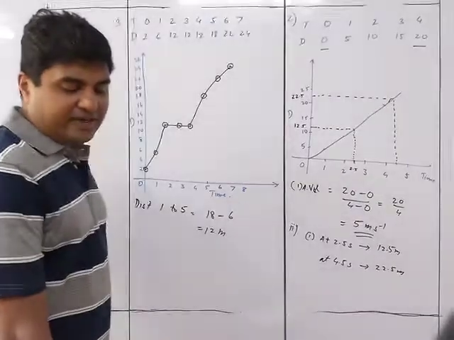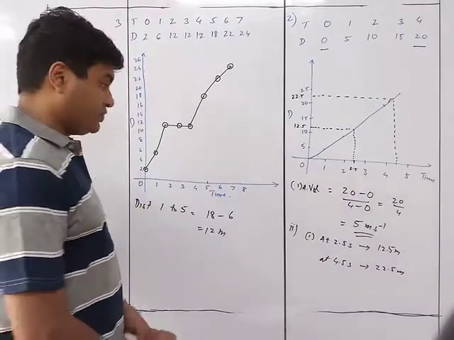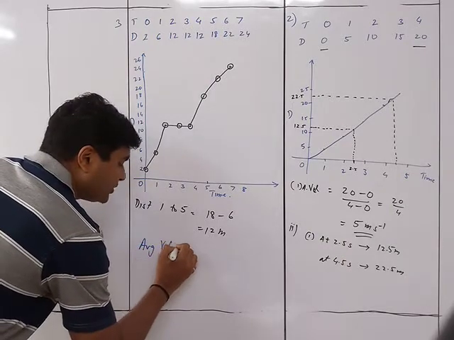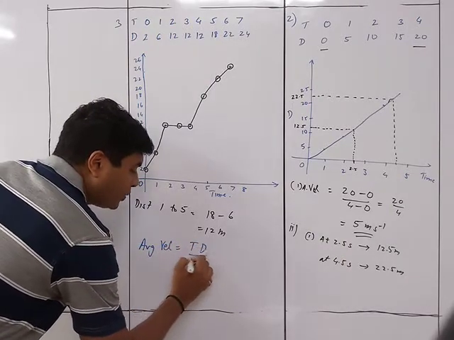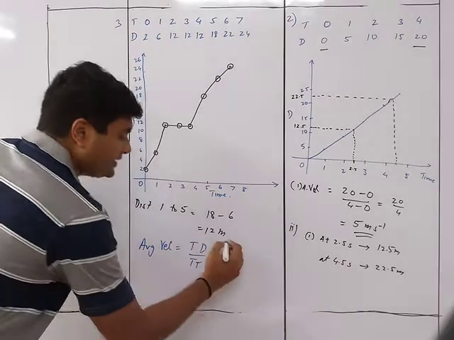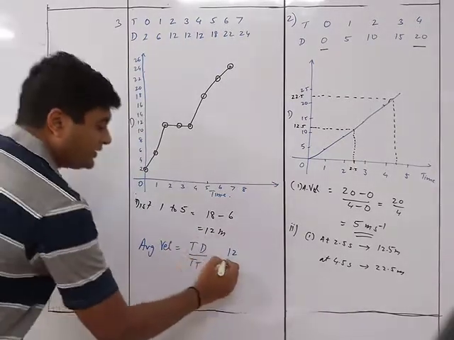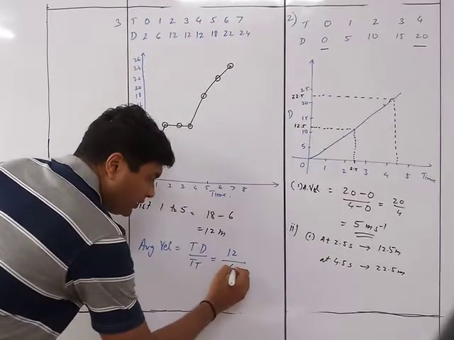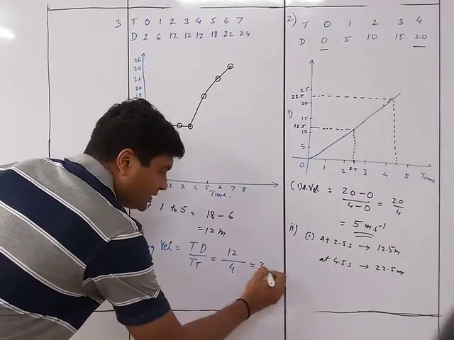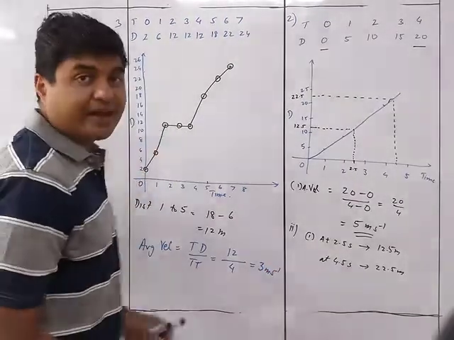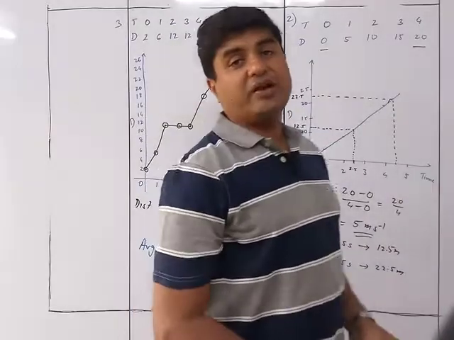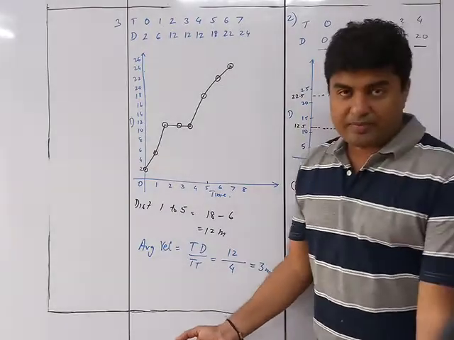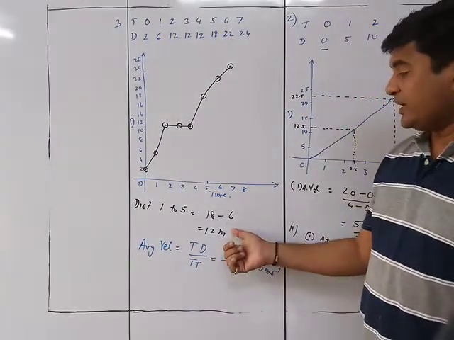Now average velocity in the time period 1 to 5. So we have over here average velocity. Average velocity is equal to total distance upon total time. Total distance how much? 12, we already know this. And what is the total time taken? 1 to 5 is 5 minus 1 is 4. So that is going to be 3 meter per second. So 3 meter per second is the average velocity, because average velocity is total displacement or total distance upon total time taken. So total displacement is 12 meters, we found out.